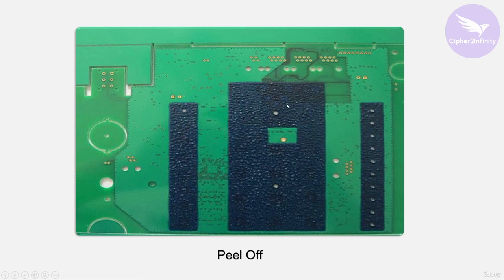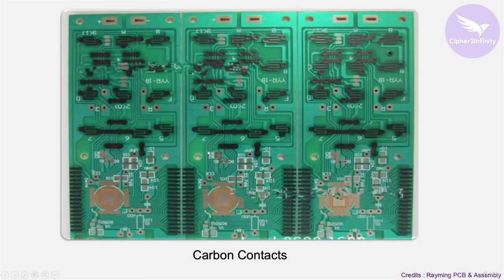For example, we discussed that there will be a surface finish of HASL or HASL SnPb, or it can also be a gold plated surface finish. So if you don't want the gold plating or HASL SnPb surface finish in this particular area, then you can tell the PCB manufacturer to apply the peel off in that particular location. So I will tell you one example. In this example, if you see, there are actually carbon contacts. Okay, so this is basically a PCB for a calculator.